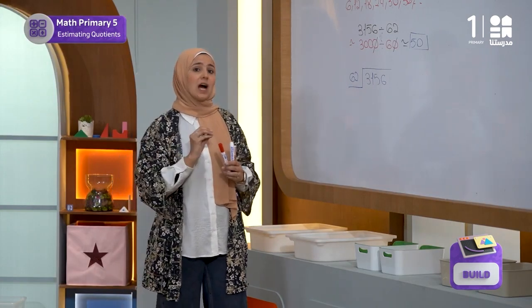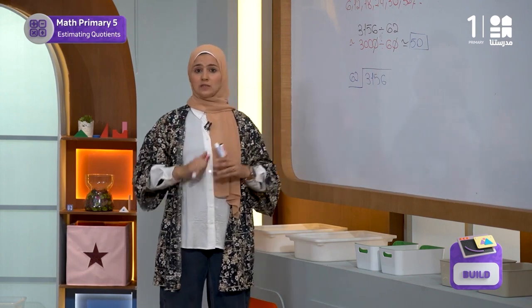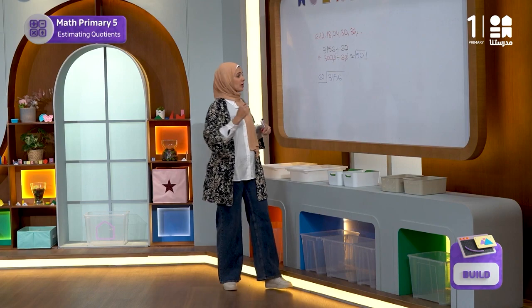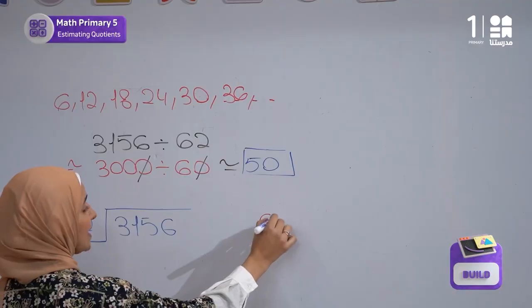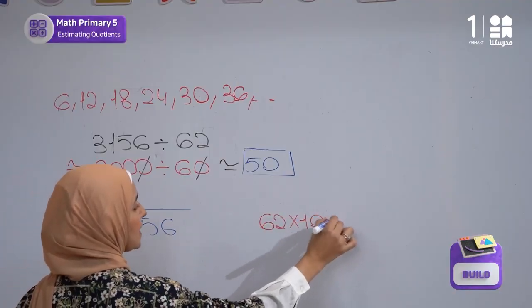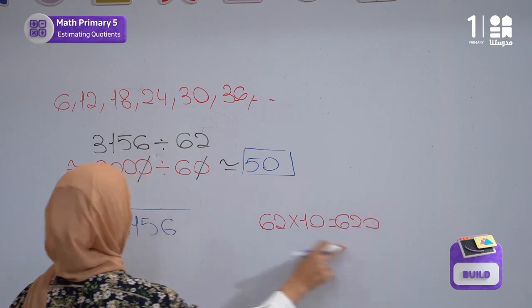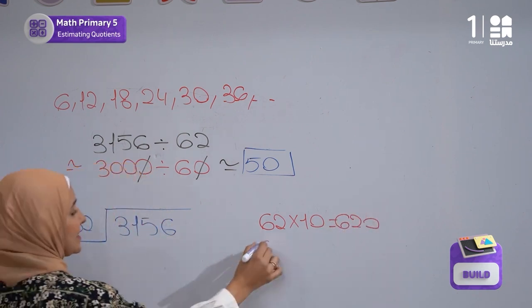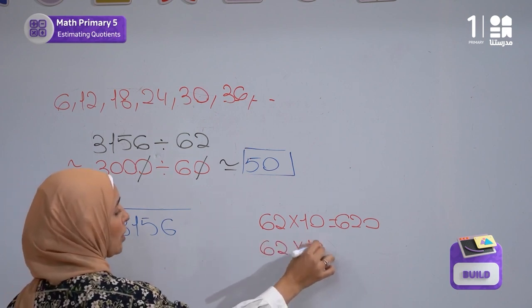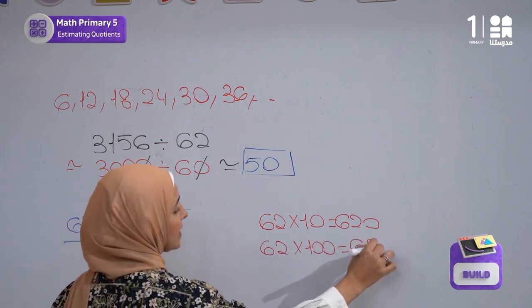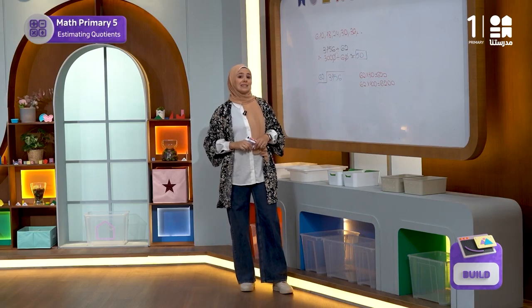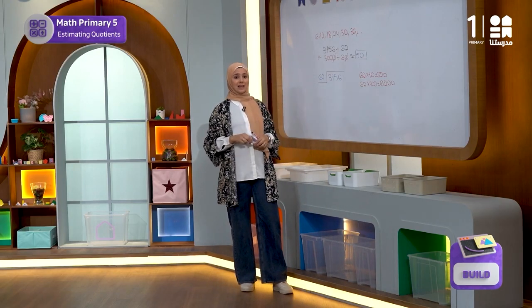Now, 62 times 10 is equal to what? 620. This is not close, right? Let's write these numbers together. So, 62 times 10 is equal to 620. It's so far away, it's not close. Now, if I multiply 62 times 100, what do I get? 6,200. What do I see? This is greater than the dividend.